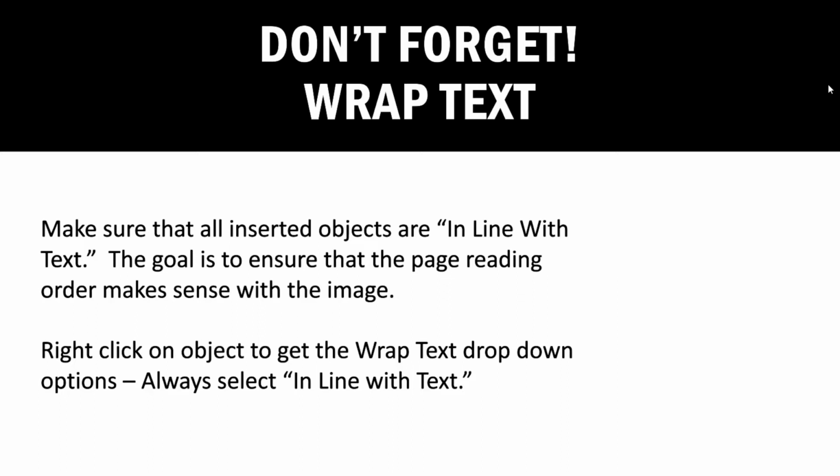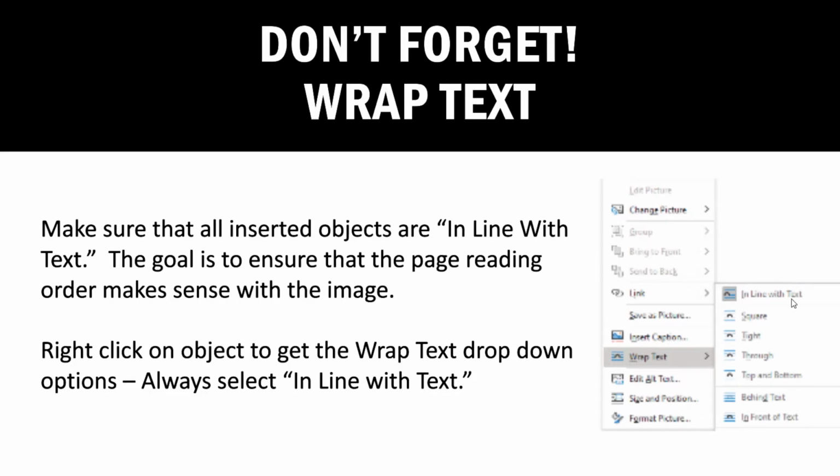The goal is to ensure that the page reading order makes sense with the image. This is often overlooked. A good practice for improving the accessibility of inserted graphics and pictures is to always place them in line. If the image or object is not in line, it can be difficult for a screen reader user to interact with the object. It can also be difficult to know where the object is relative to the text. Don't worry about the aesthetics of how the page looks. Making it accessible trumps making it pretty. In order to make the text in line, you are going to right-click on the object to get the Wrap Text drop-down options. You're always going to want to select In Line with Text.